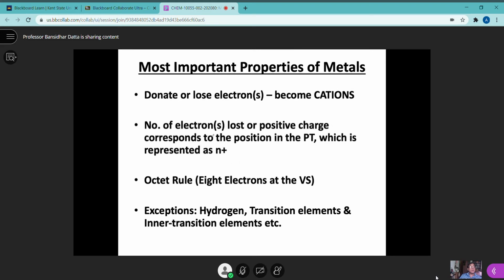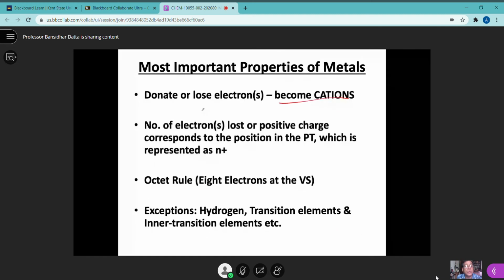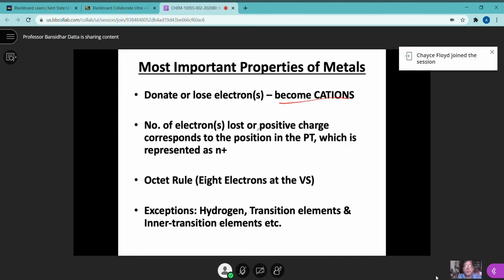All right. So everybody okay with this so far, right? Properties of metals: a metal donates electrons and becomes a cation. Group 1A metal will lose 1 electron to become 1 plus. Group 2A metal will lose 2 electrons, becoming 2 plus. And group 3A metals will lose 3 electrons and become 3 plus. So the number of electrons lost, or positive charges, corresponds to the position in the periodic table, represented as N plus. So group 1, 1 plus, group 2, 2 plus, group 3, 3 plus.